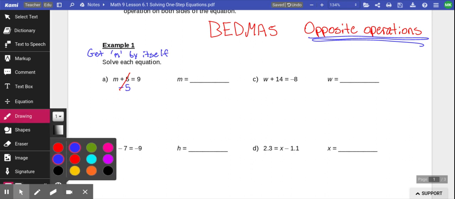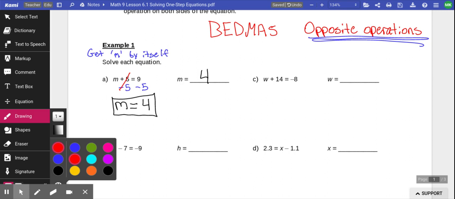But in math, what we do to one side, we always do to the other, right? These things have to equal each other. So since I had to subtract 5 from the left side, the only way to keep the other side equal is to also minus 5 from it. That means I now have only m on the left side of the equal sign, and then 9 minus 5 is 4. This means my solution is m equals 4.